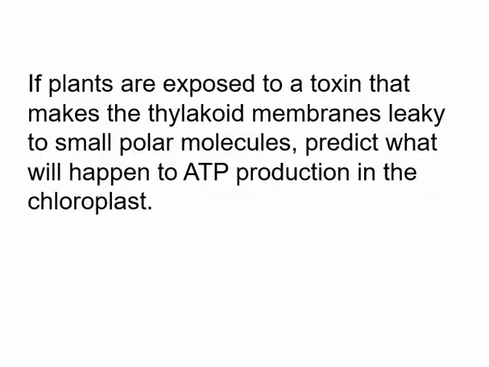Okay, so if you expose plants to a toxin that makes those thylakoid membranes leaky to small polar molecules, what's going to happen to ATP production? Okay, yeah, so if this happens, that means hydrogen can leak across the membrane, and then you're losing that gradient. That means you're losing that potential energy, and ATP production in the chloroplast, at least, is going to decrease.